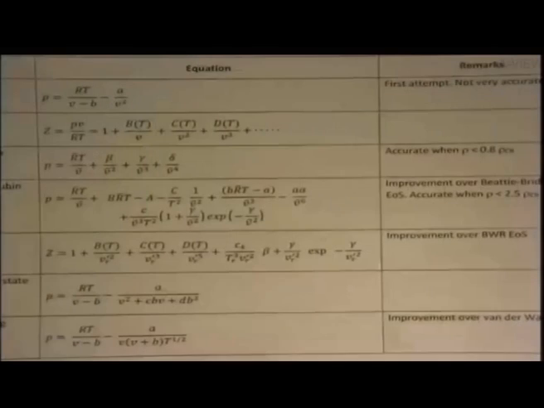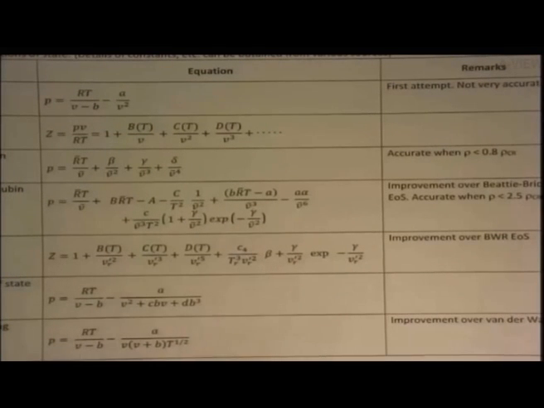The last thing is how we get the compressibility. PV equal to RT got modified, and you have come across some of these in your other courses. There are different types of equations of state. Starting here from the top left, the first one is van der Waals equation of state. You might be familiar with that.